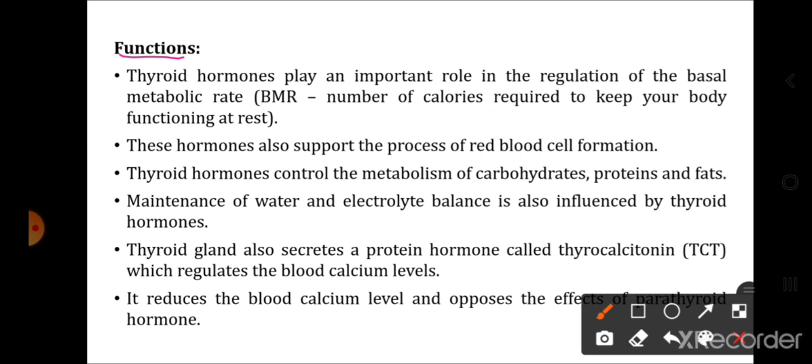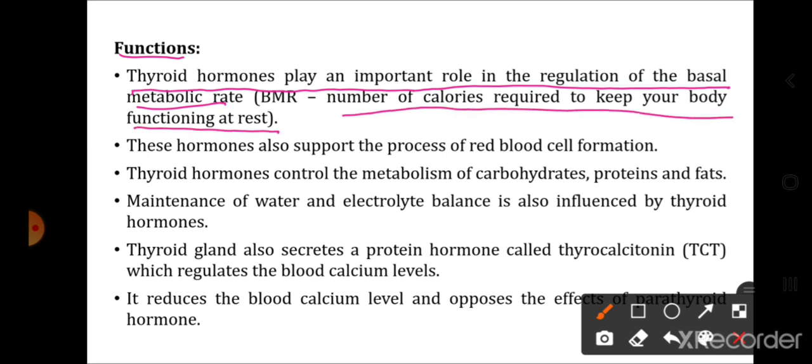ये पहले जो मेन पॉइंट्स है, these are all related to the thyroxine hormone and T3 hormone, that is, these are the functions of the T3 and T4. Thyroid hormones play an important role in regulation of basal metabolic rate, that is BMR. So what is BMR? Number of calories required to keep your body functioning at rest.